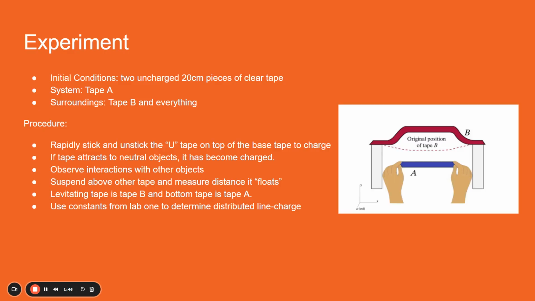Experiment. Our initial conditions were just two uncharged pieces of clear tape. Our system was tape A and our surroundings were tape B and everything else. And essentially we rapidly ripped and unripped two tapes together to charge them, in simple terms at least, and then we observed their interactions with neutral objects and other objects. And then we suspended one above the other and calculated the distance in between and the force of gravity. And we will use that in this experiment to solve backwards to determine the distributed line charge.